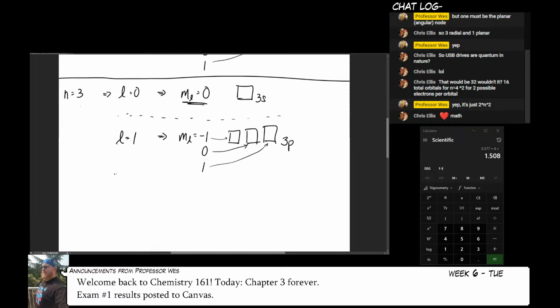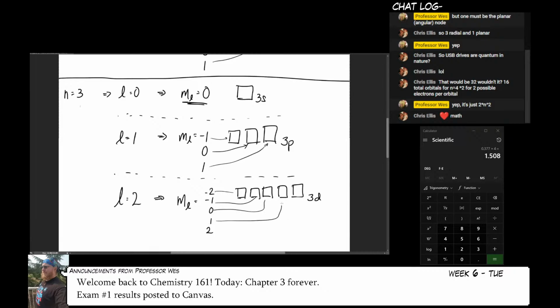And then finally, I got to do my dotted lines here. We could do L equals 2, where M sub L could be -2, -1, 0, 1, or 2. So I got 5 orbitals there, so I'm going to draw 5 boxes for 3d. So there you go.